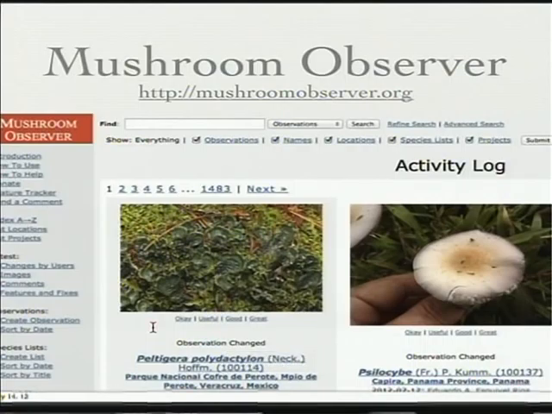Mushroom Observer. So this is what it looks like for anyone who's not familiar with it. This was a snapshot taken a few days ago. One of the things you'll notice is it has international reach. These two just happen to be at the top. One's from Mexico, one's from Panama. Sort of the latest and greatest stuff is always shown on the front of the page, and we really do have global reach at this point.